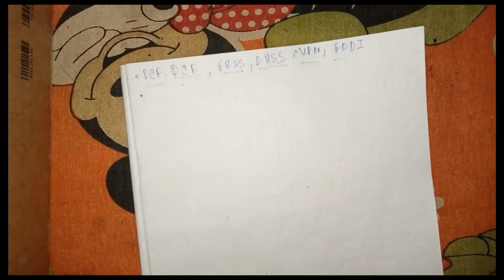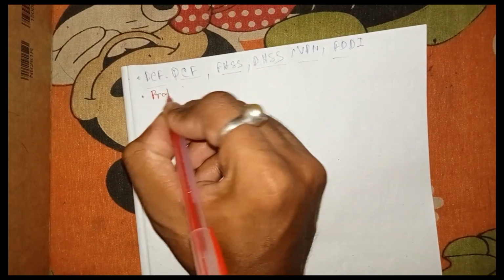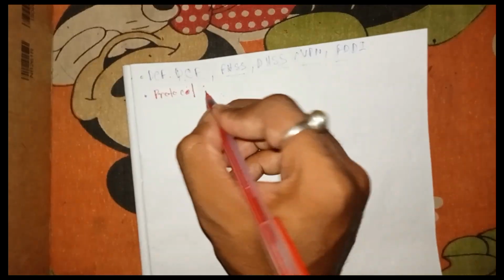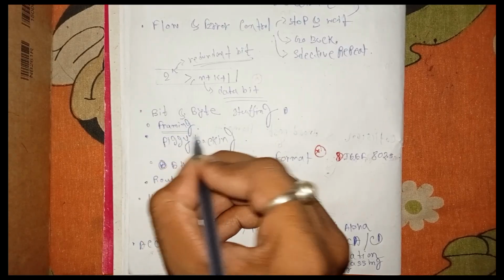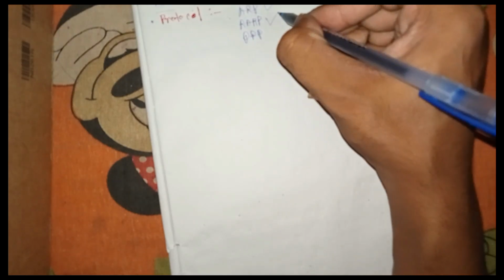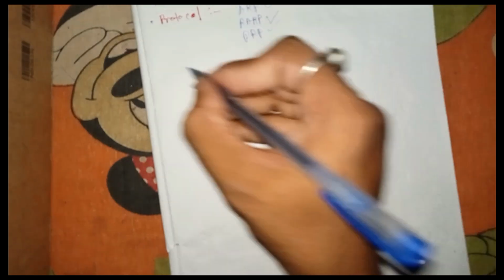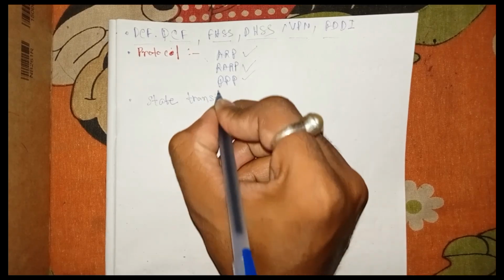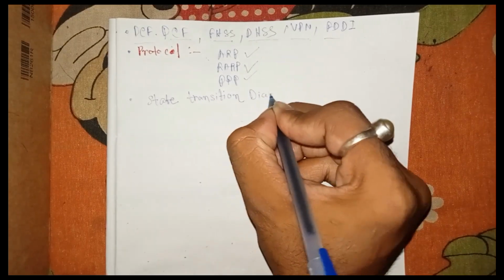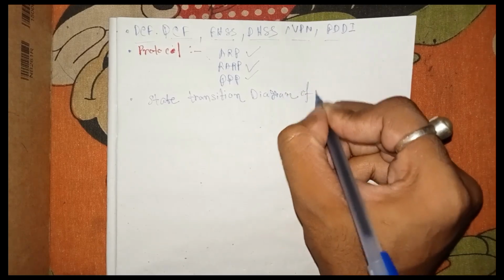So the protocols in the data link layer. See, in the data link layer we have some properties like framing. Data is divided into some frames. And also protocols like address resolution protocol, reverse address resolution protocol, and point-to-point protocol. Some important for this year is the state transition diagram of PPP, point-to-point protocol.